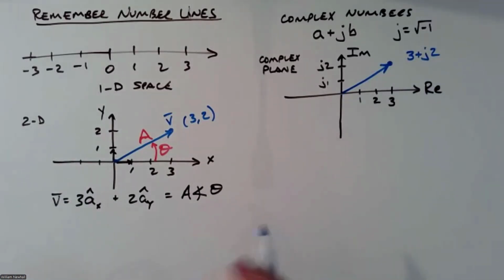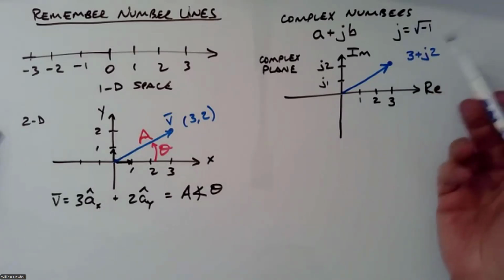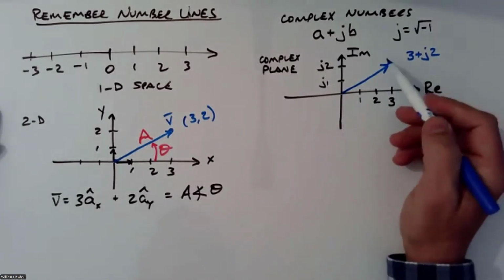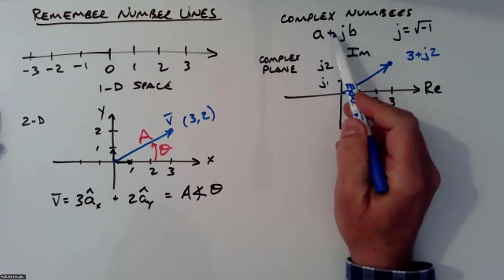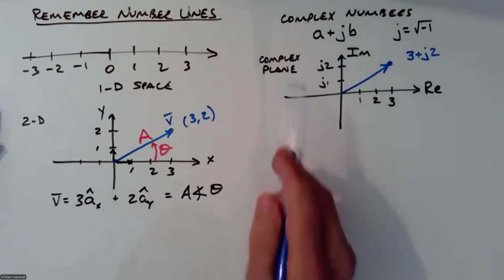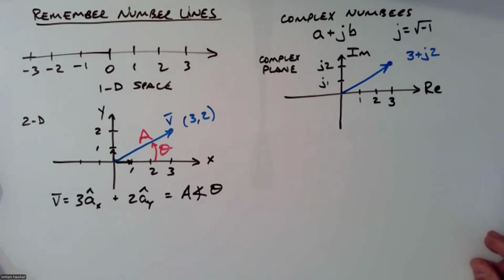Okay, so think about complex numbers like that. If you hadn't before, maybe you have, but you can think about complex numbers like that. They describe a point on a two-dimensional plane we call the complex plane.